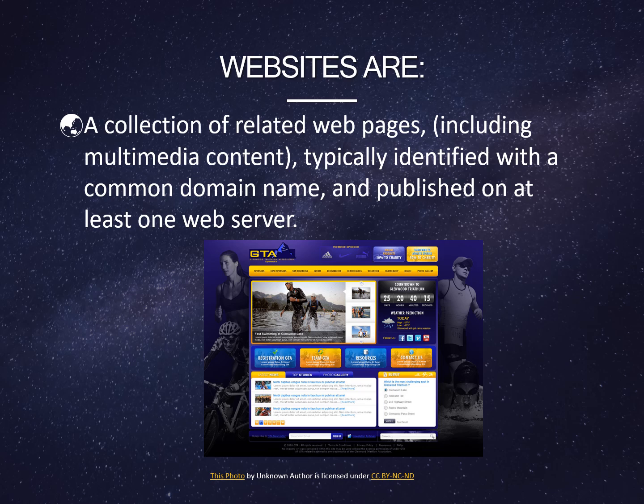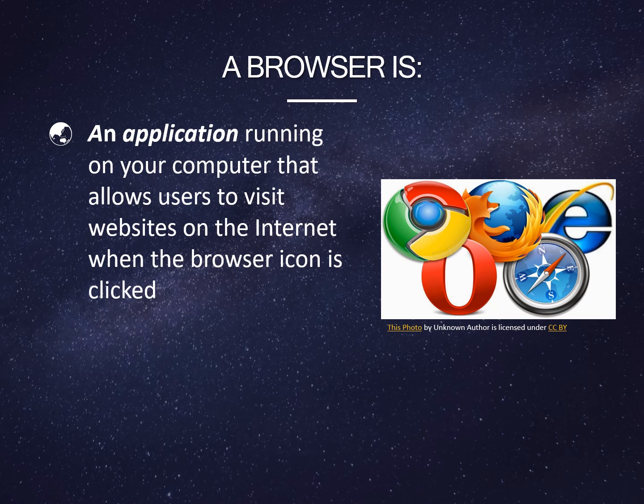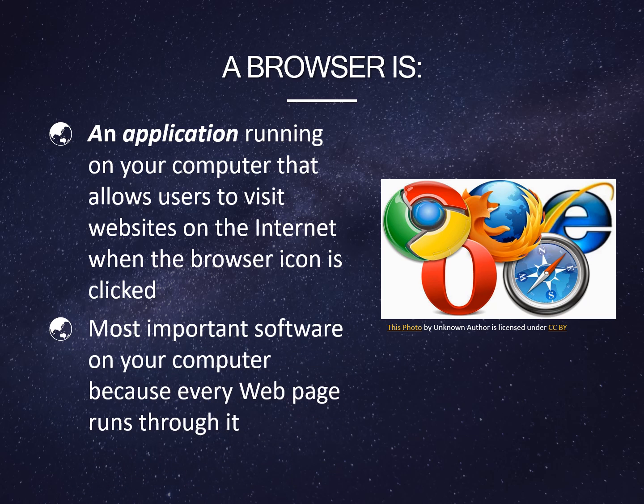Websites are a collection of related web pages, including multimedia content, typically identified with a common domain name and published on at least one web server. A browser is an application running on your computer that allows you to visit websites on the internet whenever you click on the browser icon. This is probably the most important software on your computer because every web page runs through your browser.